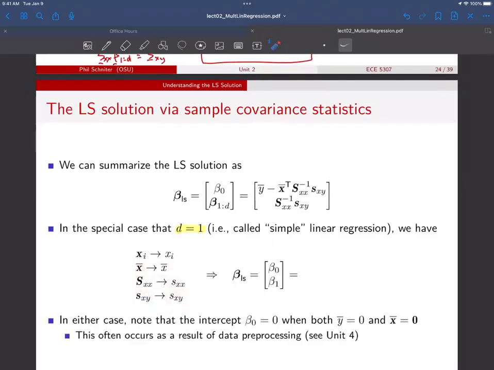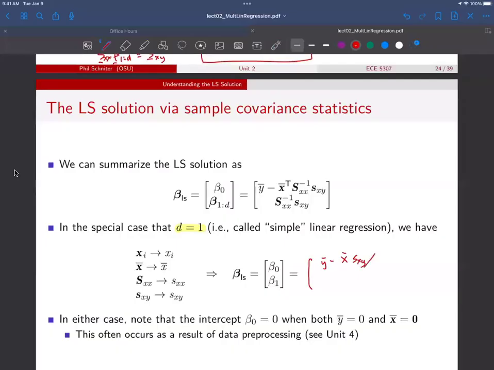And so in that case, if you make all those replacements, you get the quantity y bar minus x bar times SXY divided by SXX on the top, and then on the bottom the coefficient is SXY divided by SXX. And this is just a vector with two coefficients that are the least squares coefficients. One, the slope coefficient for the feature you're using, and then the intercept.